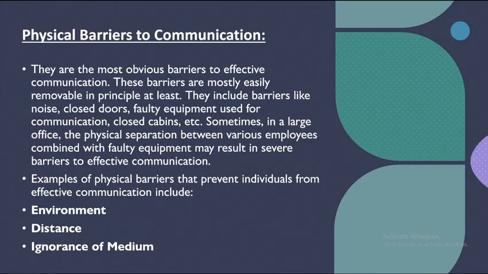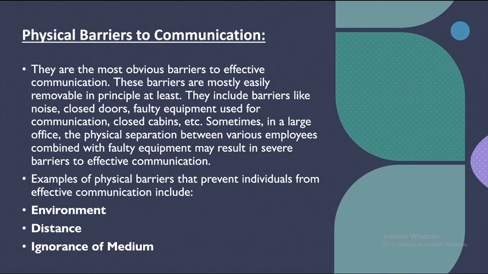Coming to the physical barriers to communication, there are most obvious barriers to effective communication. These barriers are mostly easily removable in principle at least. They include barriers like noise, closed doors, faulty equipment used for communication, closed cabins, etc. Sometimes, in a large office, the physical separation between various employees combined with faulty equipment may result in severe barrier to effective communication.